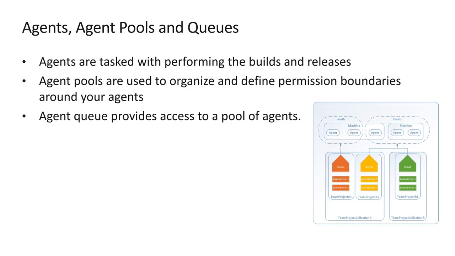So there is a definite boundary: for production I can only use a production agent pool, and for QA I can only use a QA agent pool. So it gives much more clarity and granularity. And an agent queue is a queue that provides the list of pools of agents.